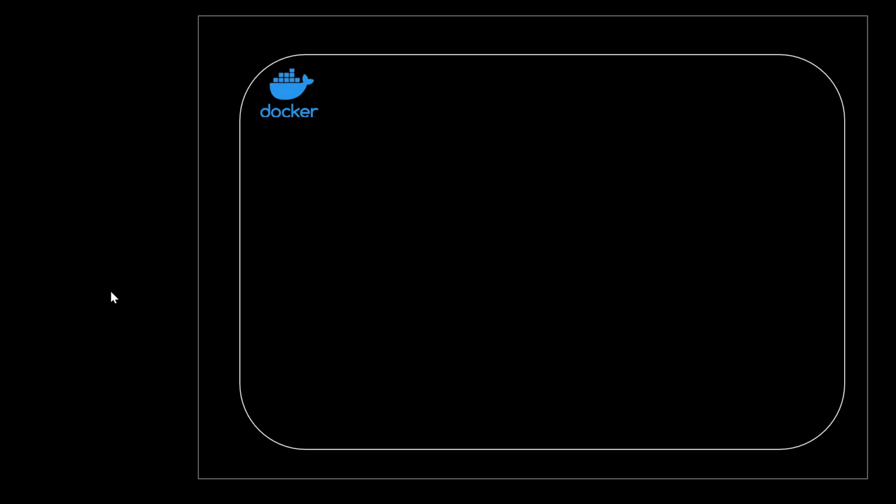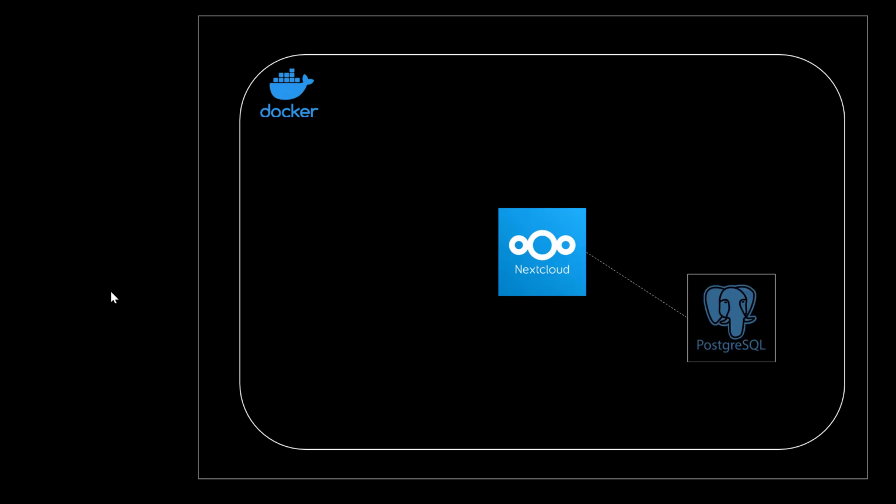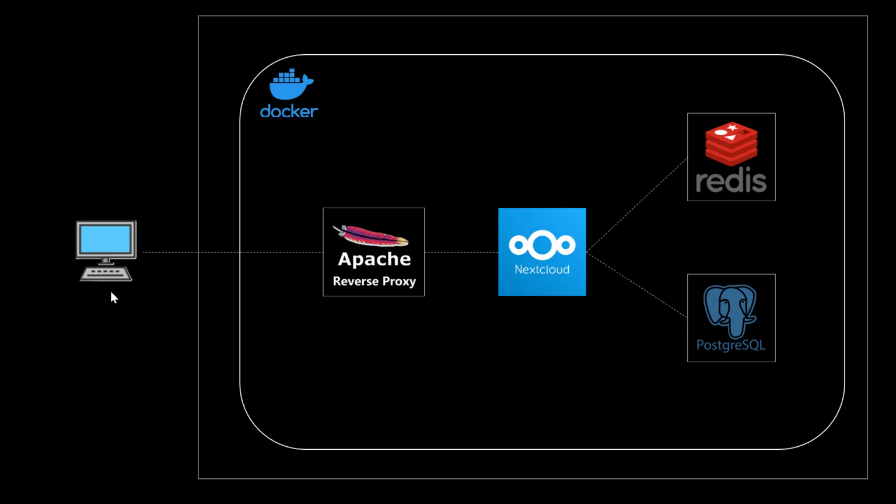In your server, you will have a Docker setup, and in the Docker, you will create containers. So Nextcloud has a Docker container, so you'll just run that Nextcloud. And Nextcloud uses a PostgreSQL container for the database, Redis as the cache, and an Apache reverse proxy will expose Nextcloud to the public. So we have the Nextcloud container, the database container, the cache container, and the reverse proxy container which exposes Nextcloud to the public.